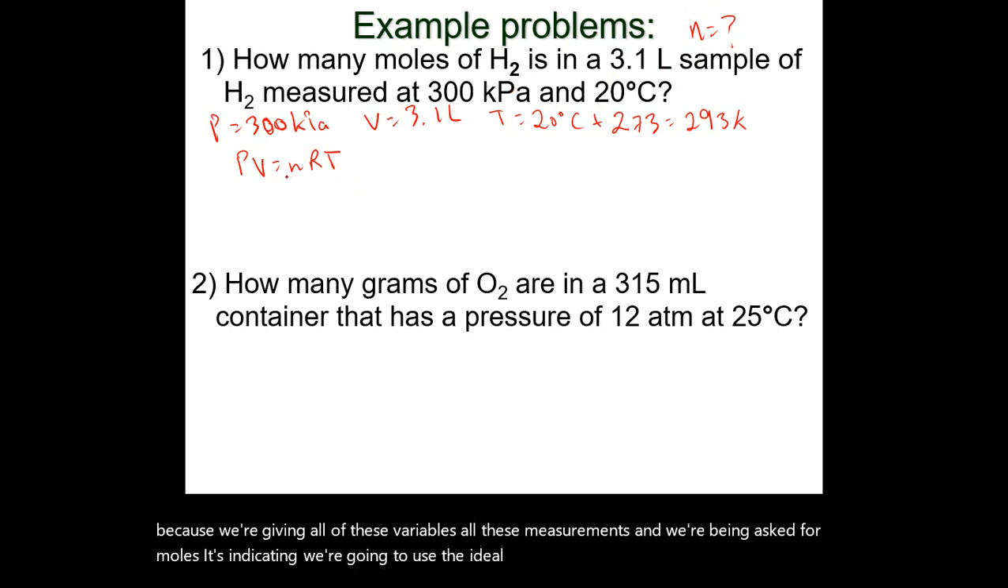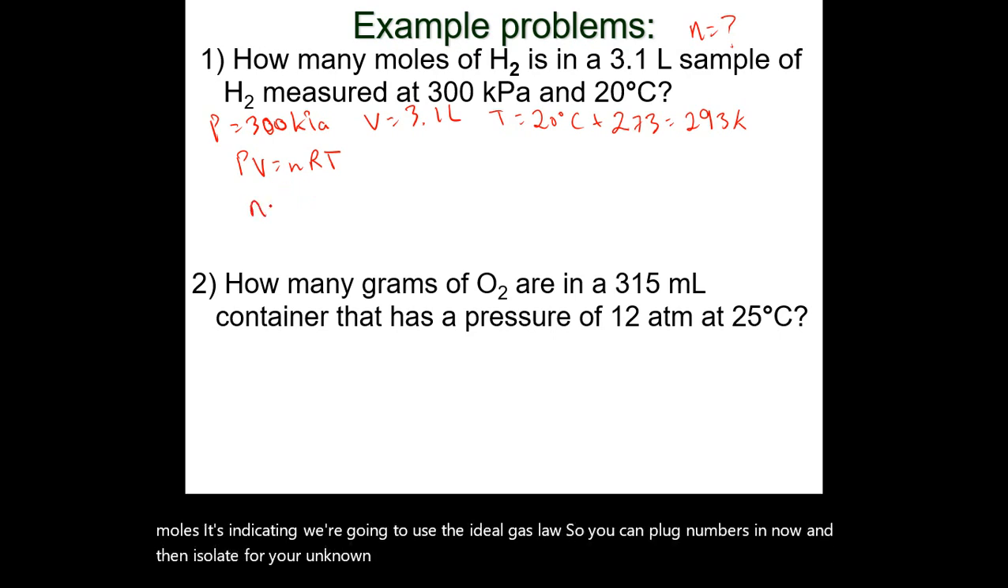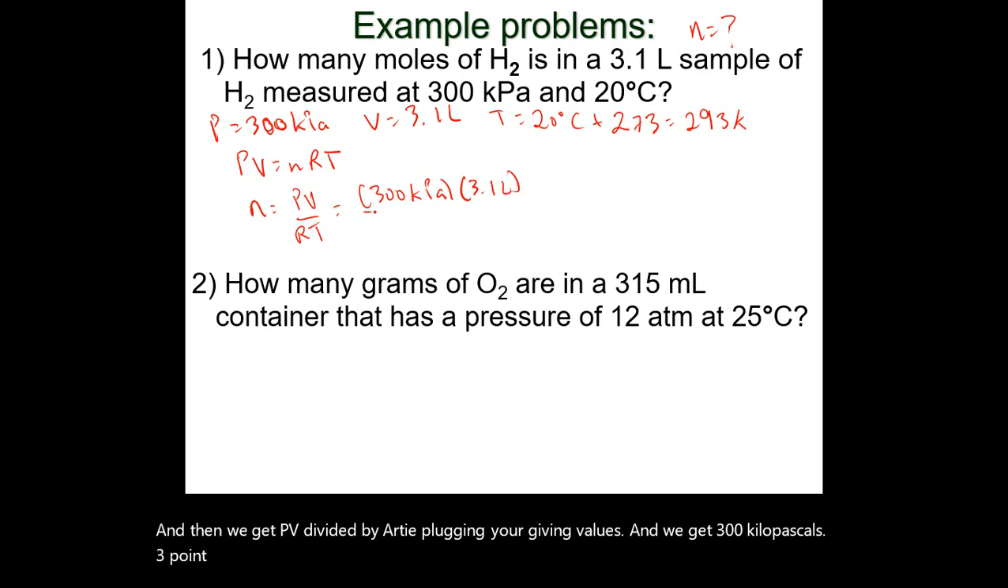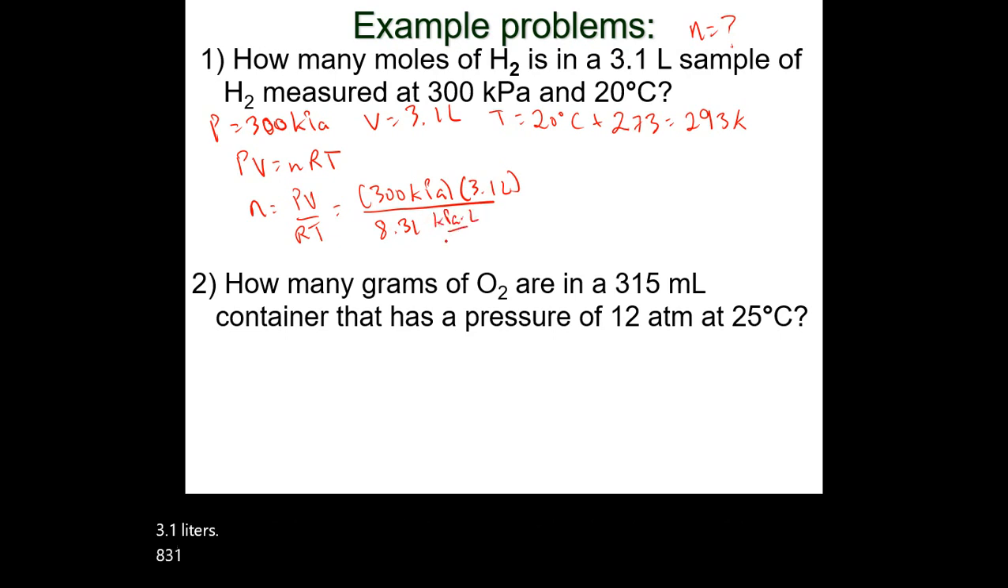So you can plug numbers in now and then isolate for your unknown, or you can just isolate for n, and we get PV divided by RT. Plug in your given values, and we get 300 kilopascals, 3.1 liters, 8.31 kilopascal liters over Kelvin mole, and our temperature is 293 Kelvin.